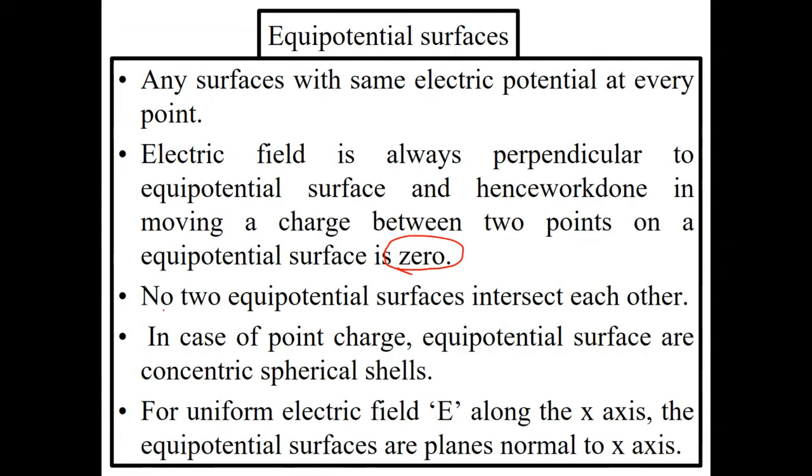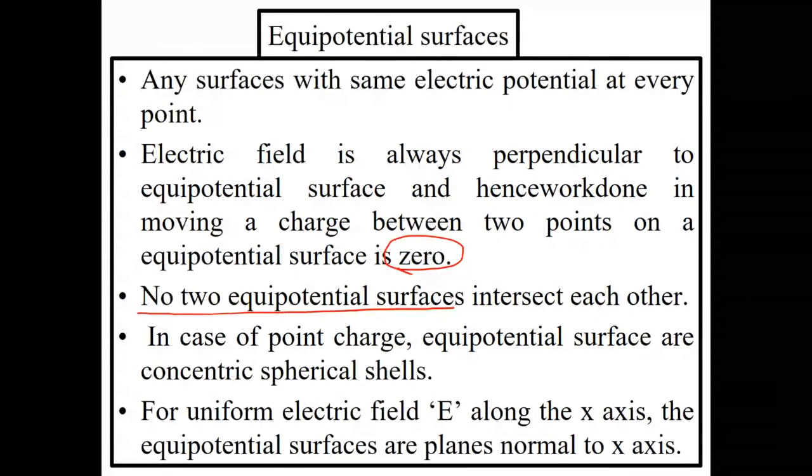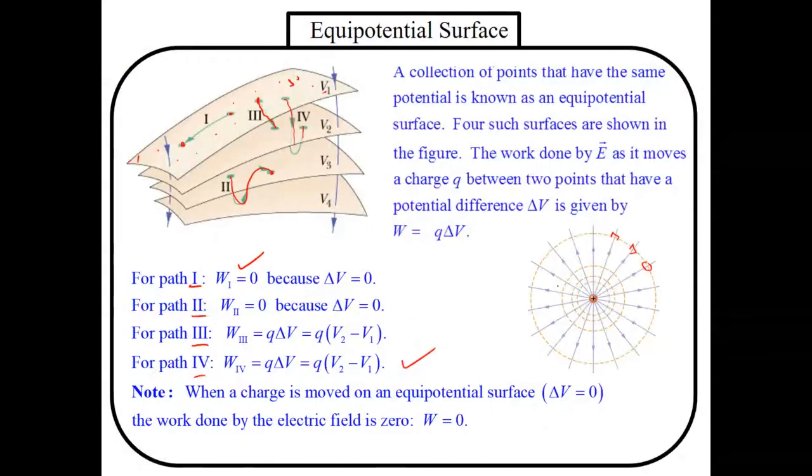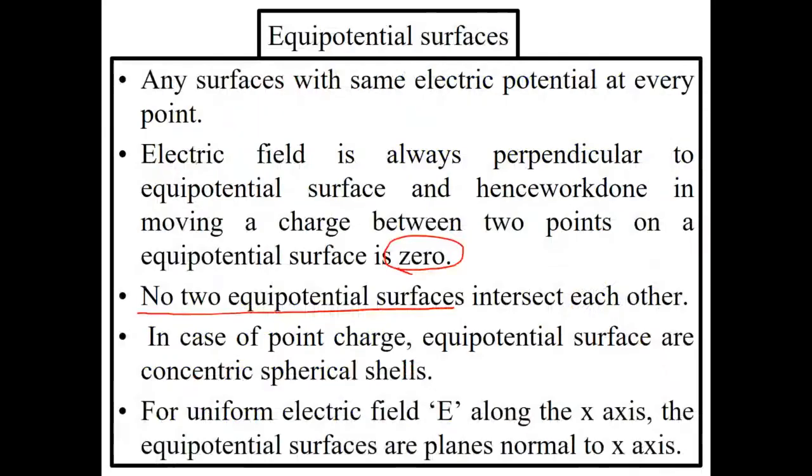And I told you, equipotential surfaces never join each other. So no two equipotential surfaces intersect each other. What is the meaning of intersect? Joining. You can see the picture. I have four layers. Are these four layers joined together? No. All four are separated from each other, with some distance. So your equipotential surfaces never join each other. They will always be separated from other surfaces. Clear?